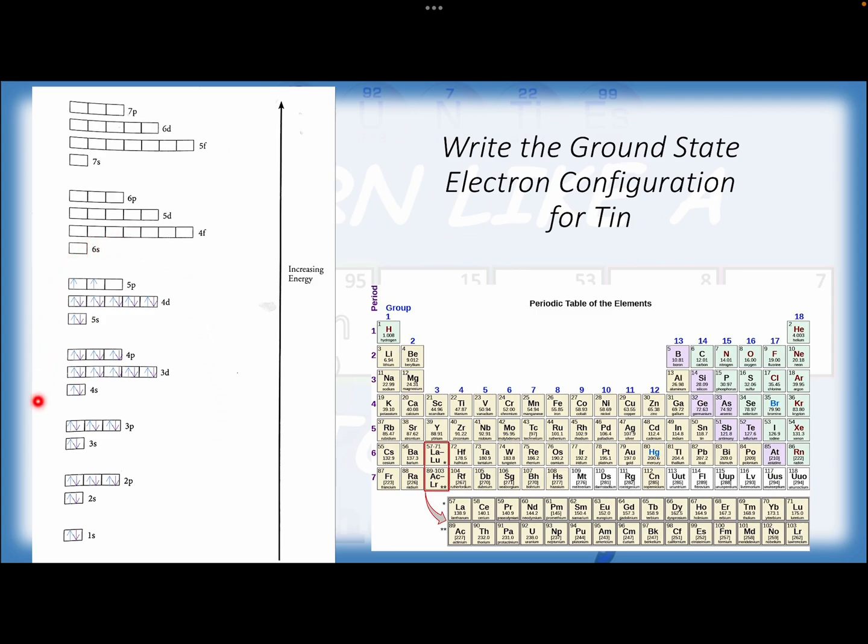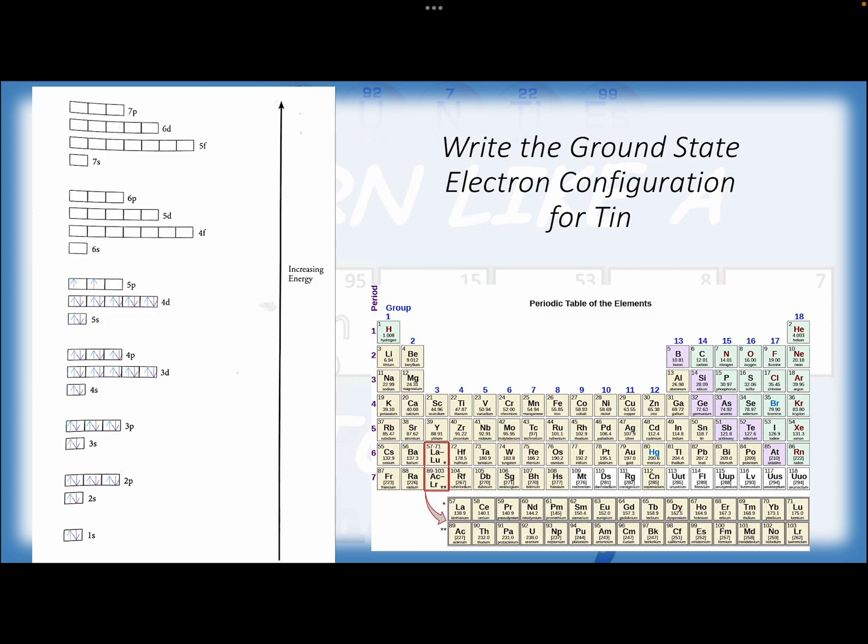So diagram indicates a picture, so boxes and arrows. When it asks about electron configuration, this is the written summary of where the electrons are going to be. And to write the electron configuration, we write the different orbital notations.